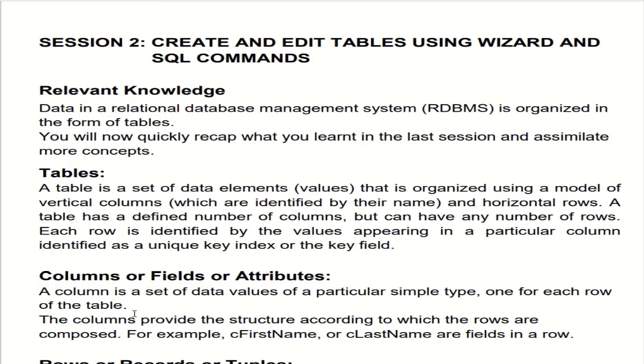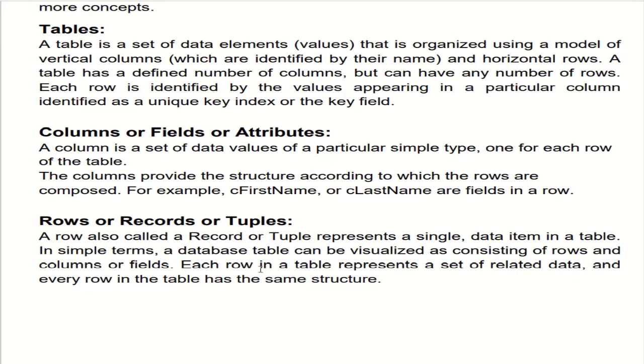Now columns are fields or attributes. What is a column? A column is a set of data values of a particular simple type, one for each row of the table. The columns provide the structure according to which the rows are composed. For example, first name or last name are fields in a row. Now next are your rows or records or tuples.